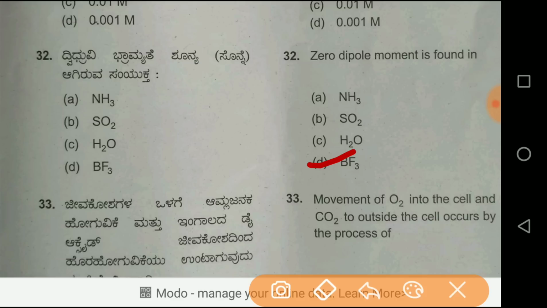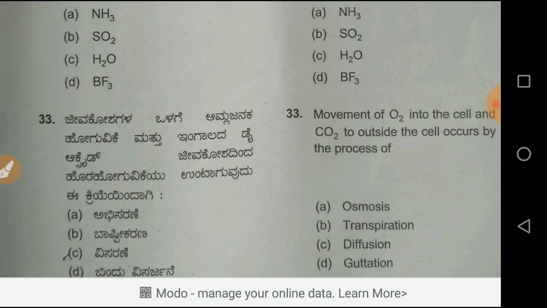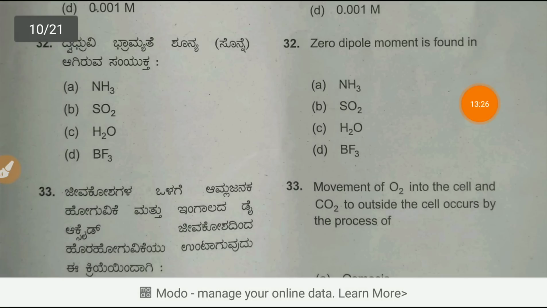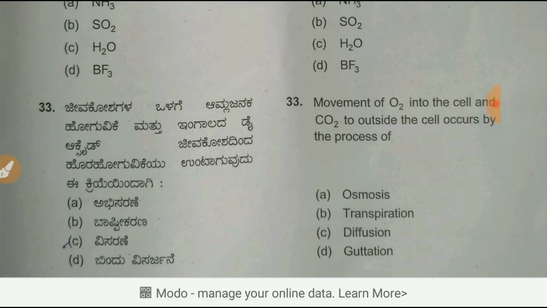Next question. Movement of oxygen into the cell and carbon dioxide to outside the cell occurs by the process of. Here there are 4 alternatives. Osmosis means a process by which molecules of a solvent tend to pass through a semi-permeable membrane from the less concentration to the more concentration. Therefore, it is not the answer.